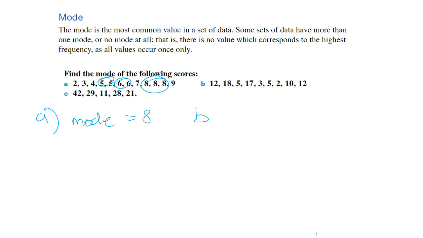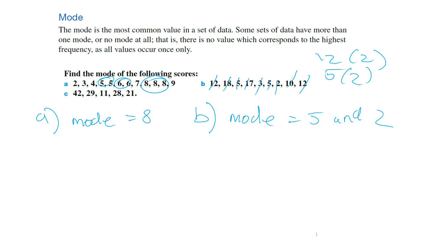B, I've got a 12. I've got two 12s. Okay, 18, I've only got one, so the 12's still in front there. 5, I've got two. 17, I've only got one. 3, I've only got one. 2, I've only got one. 10, I've only got one. So in this case, I've actually got two modes, 5 and 12.